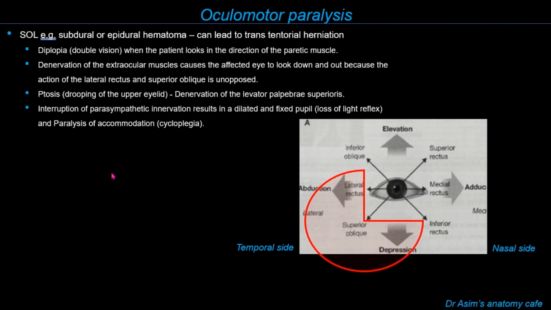Lastly, the interruption of the parasympathetic innervation through the Edinger-Westphal nucleus because of the lesion of the third cranial nerve results in a dilated and fixed pupil. So there won't be any response to the light reflex. The constriction of the constrictor pupillae muscles of the iris would be lost, resulting in a dilated fixed pupil. Plus, there would be paralysis of accommodation, and there would be inability to accommodate for near vision because of paralysis of the ciliary muscle, and that is known as cycloplegia.